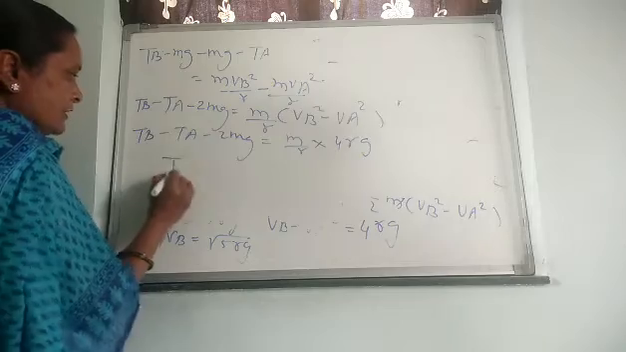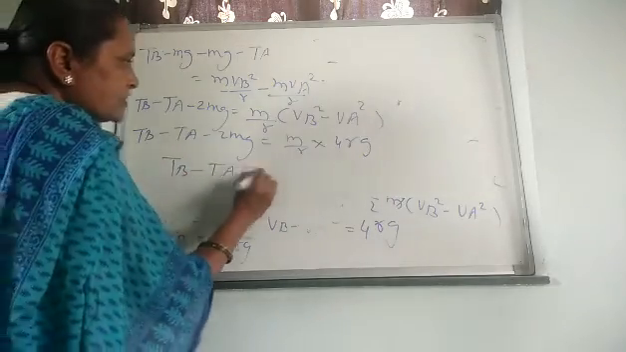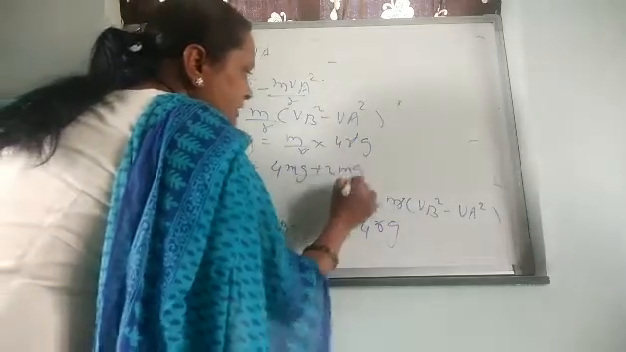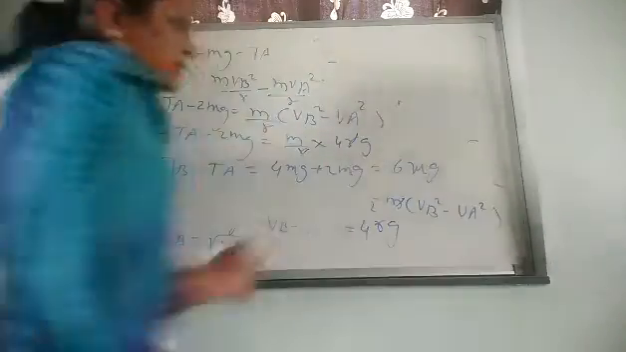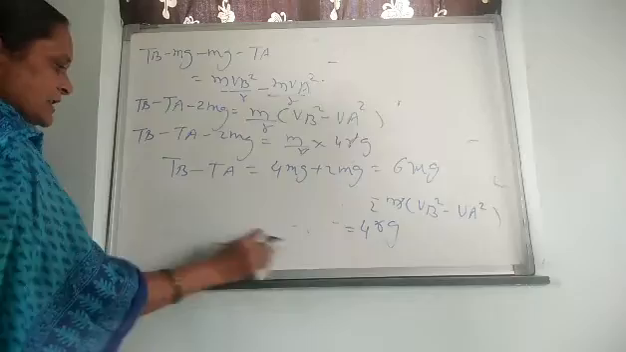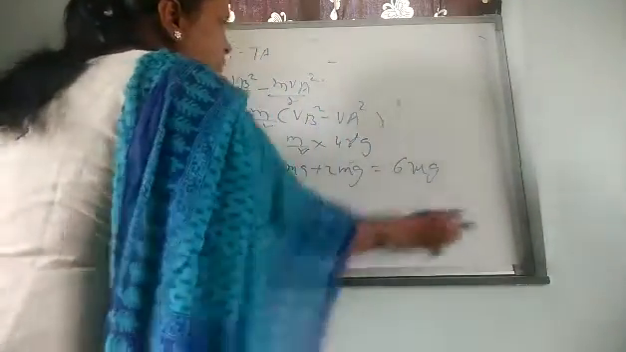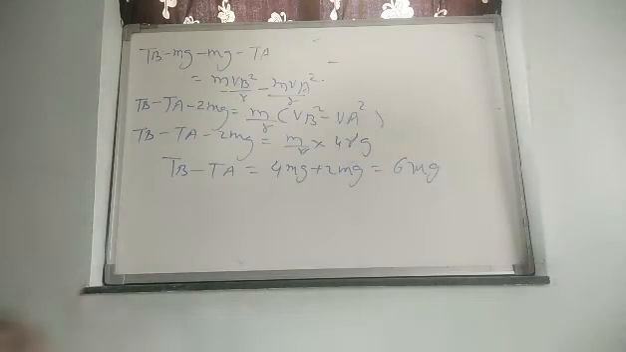That is Tb minus Ta is equal to, R gets cancelled, 4mg plus 2mg. That means it will be equal to 6mg. This is the difference between the tensions at the lowest and uppermost point. That is, Tb minus Ta is equal to 6mg. A question can be asked: find out the difference between the tensions at the lowest and uppermost point, or prove that Tb minus Ta is equal to 6mg. This we have to prove.